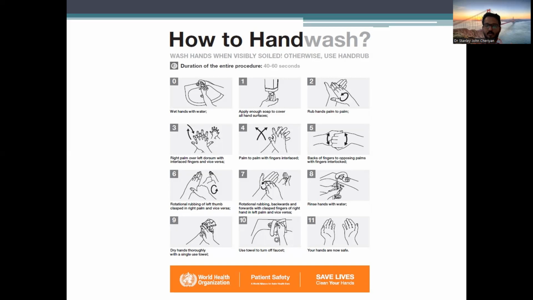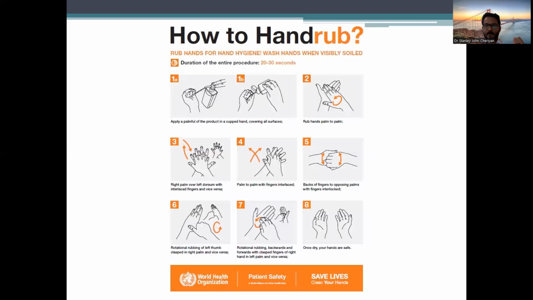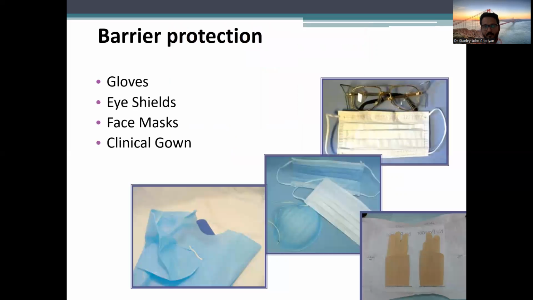Clean things up. This is not the scrub procedure that I'm talking about, but basic hand wash technique that we should do before and after patient examination. And if it is not visibly soiled, you can use an alcohol-based hand rub for 20 to 30 seconds. And then briefly show you a video about the scrub technique. So you can use a hand rub if it is not soiled for 20 to 30 seconds.